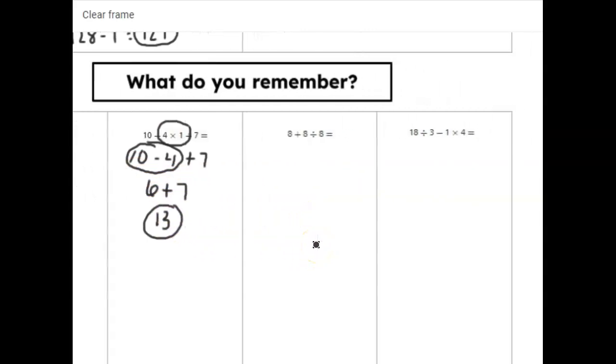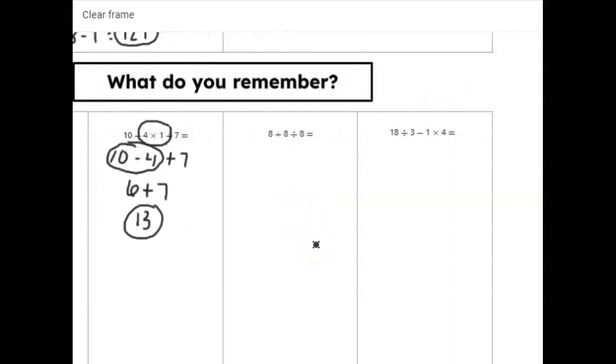Okay, let's look at our next two. I have 8 plus 8 divided by 8. There's no parentheses, there's no exponents. There is division, so we're going to do that first. I have 8 plus 8 divided by 8 is 1. 8 plus 1 is 9.